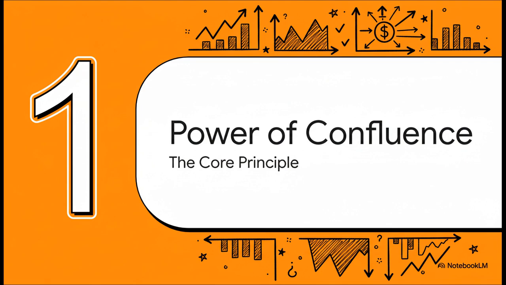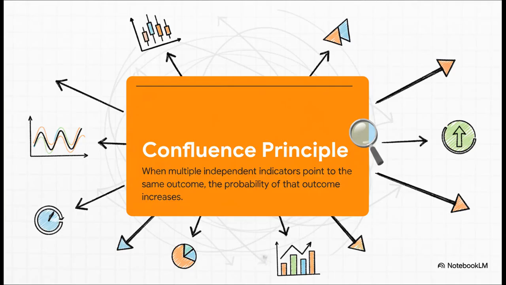Seriously, this one concept is going to transform your chart from that chaotic mess we just saw into a clear, readable map, a map that points you to high probability opportunities. And the key word here, the one you really got to remember, is independent.